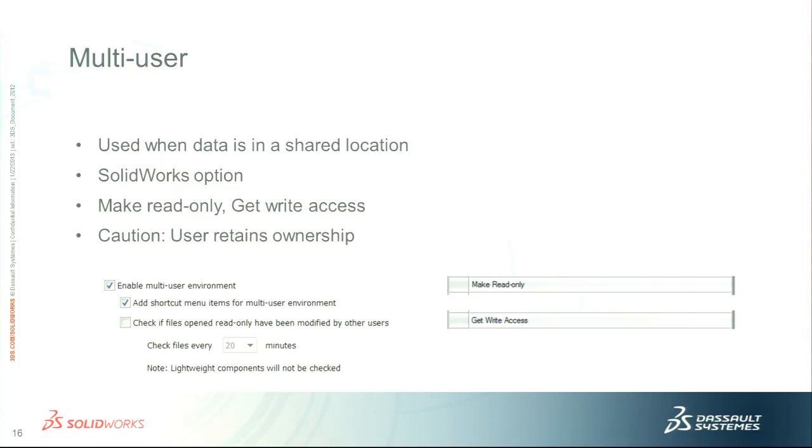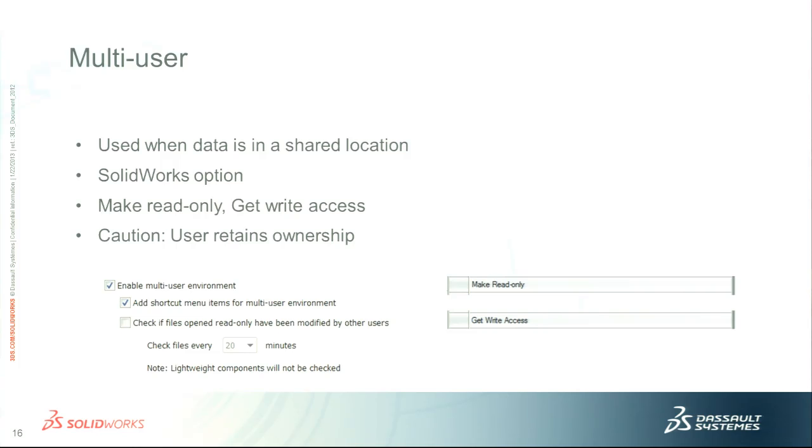So let's say I'm working on an assembly, and my coworker comes up to me and says, all right, I need one of the parts that's inside of your assembly. Okay, well, easy. I'll just right-click on that part. I will say, make read-only, so that I no longer have control over it. If it's on a server location, he can go in there, he can say get write access, and now he has control of that file. He can make changes to it and does not disrupt the assembly that I'm working in.